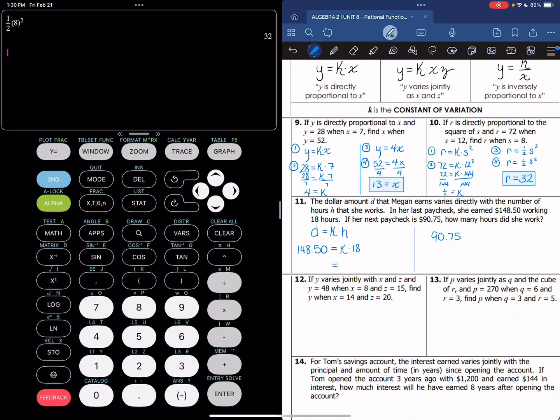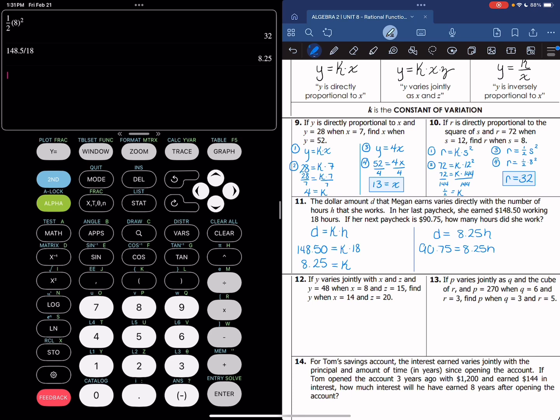What we need to know is our constant of proportionality. In order to find that, I'll need to take my 148.5 and divide it by my 18 to isolate that K. And on my calculator, I did just do that, and that gives me my constant of proportionality is 8.25. Okay, so when I plug that in for K, and then plug in what the paycheck amount was, I'll be able to figure out just how many hours she worked.